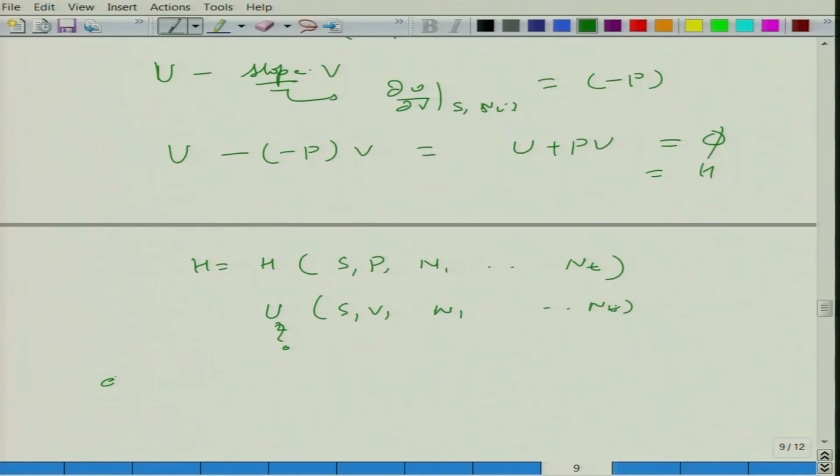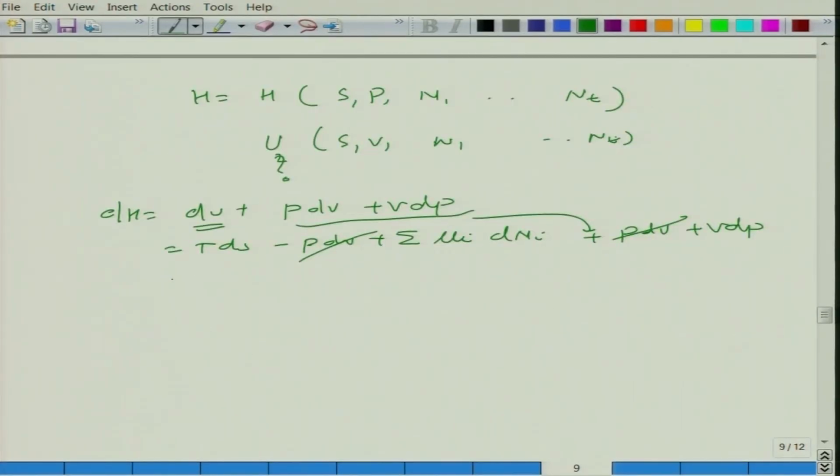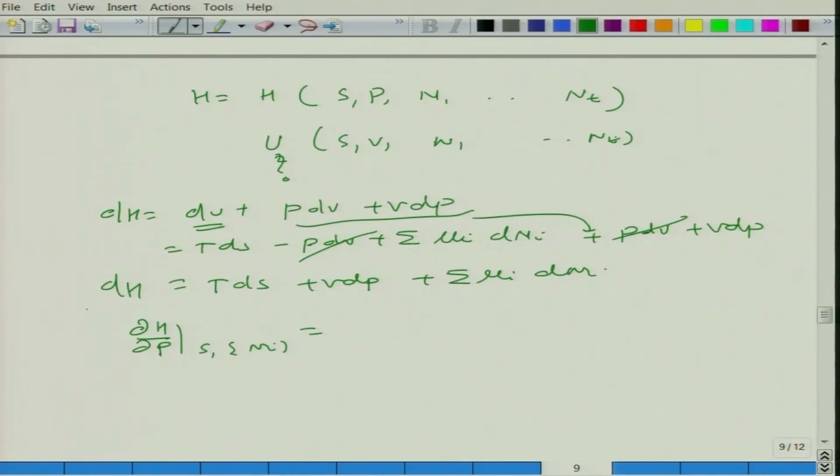Now, dH here is going to be dU plus P dV plus V dP, and dU we know is nothing but T dS minus P dV plus summation mu_i dn_i, plus this here P dV plus V dP. Now, this gets cancelled. So, you have an expression T dS plus V dP plus summation mu_i dn_i. If you look at the derivative of this function, because we want to change P to its derivative, that means we are talking about del H by del P, and S and the rest are constant, then this is nothing but V.